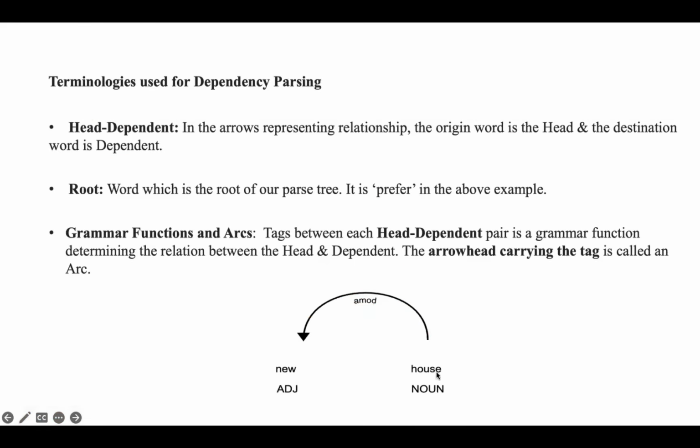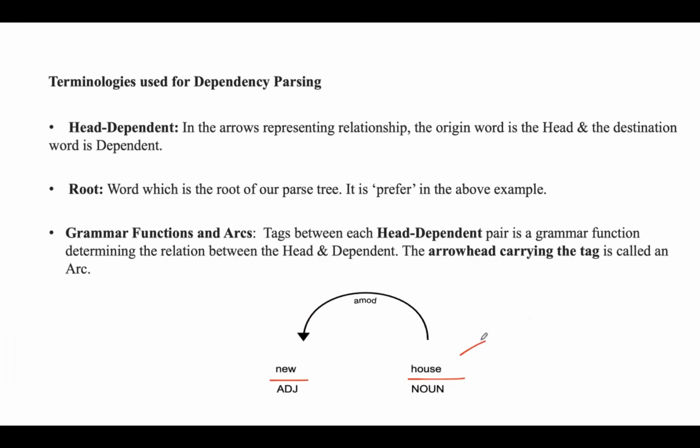So in this, house can exist without new. So we can say that there is a meaning for house. So this is a head word, whereas new, if I say only new, then there is no meaning for that. If I use new house, yes. So house can exist alone without new, but new doesn't provide any meaning without head.